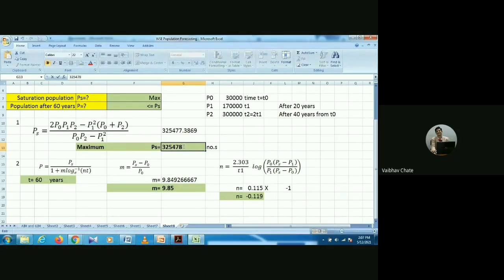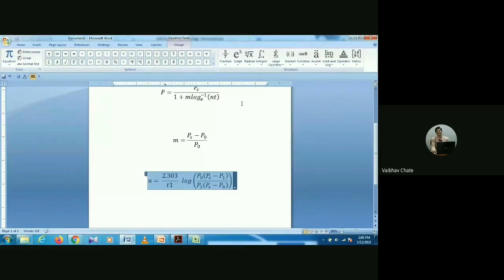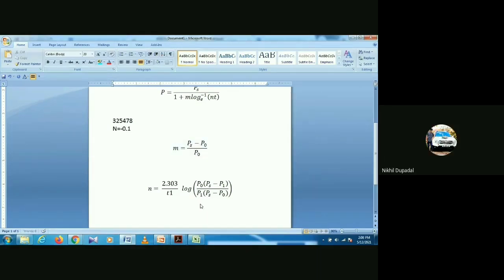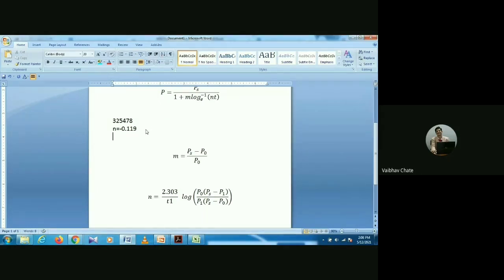I'll go to the Word file. The p value, or that is the ps value, and the n value. How much have we got? Minus of how much have we got? 0.119. That is minus of 0.119. Okay, fine. And what was the m value that we have got?